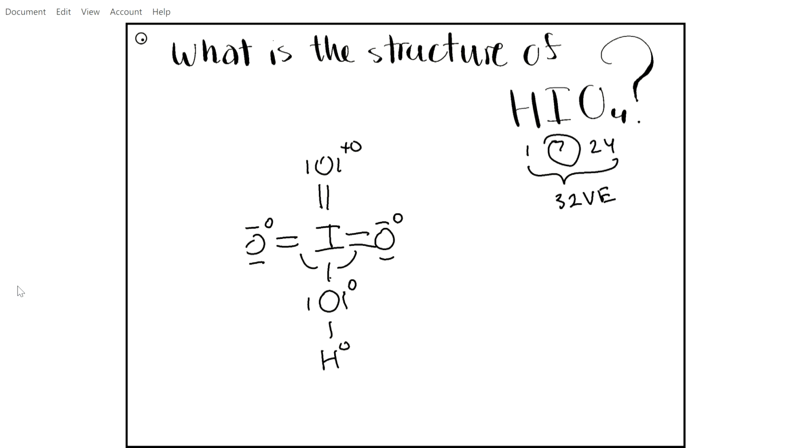So this works. Formal charge is cute. It's all zeros. It's great. So this will be the best version of HIO4. Thank you for watching. All right.